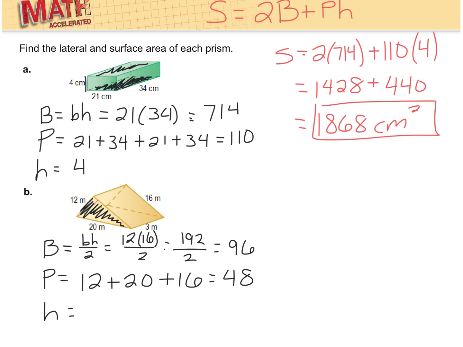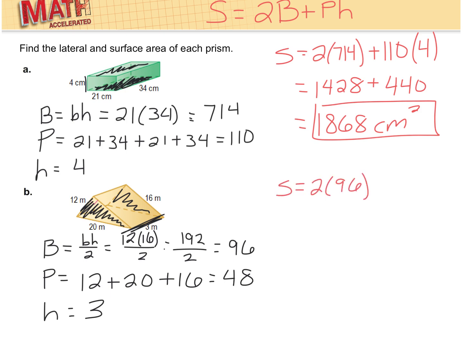And the last thing we need is the height of the prism. What is it? Hint, it's usually the one you haven't used yet. Why is it 3? Yep, it connects those 2 bases together. Okay, we have everything now. Yes, so let's plug it in.